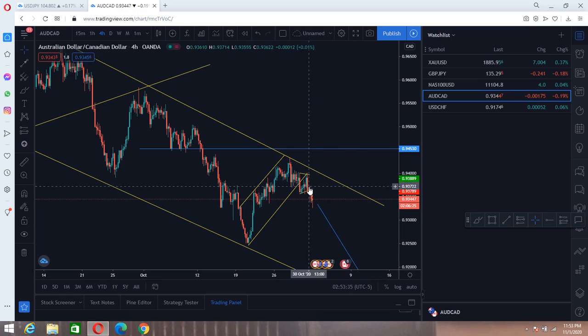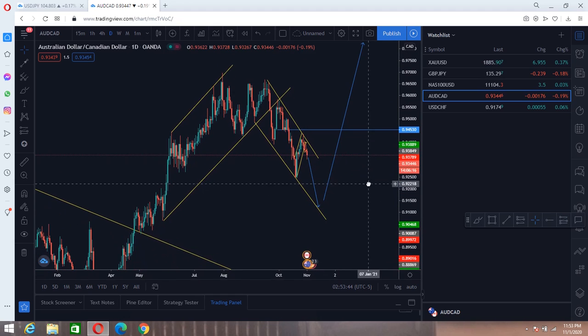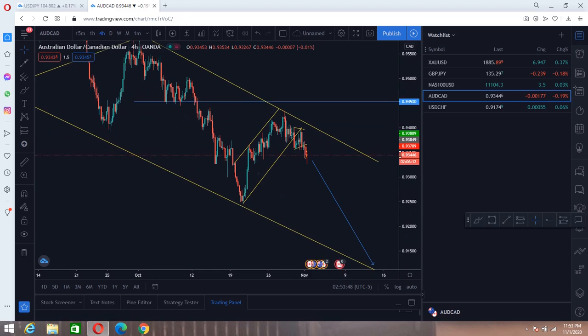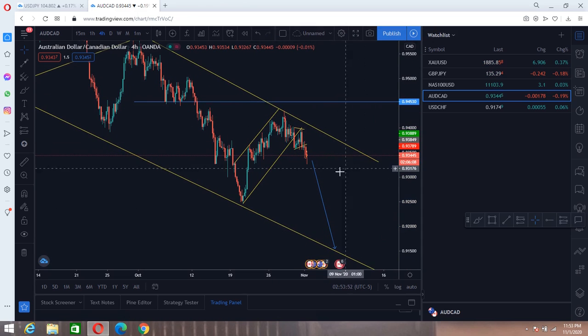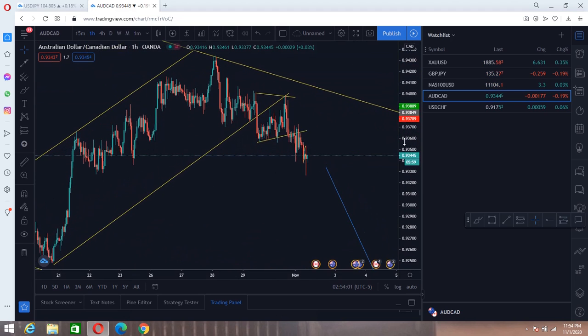I will just go to the daily time frame. As you can see the structure, so now we're in the sell. You're just waiting for the third touch, maybe it can be somewhere here, but we're just waiting for our third touch, then we know we're going to the upside. Let me just go to the 1 hour time frame.